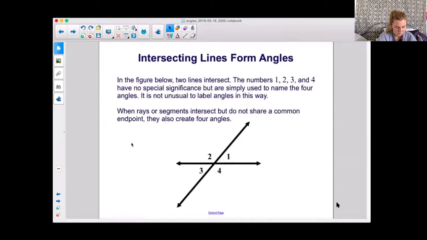In the figure below, two lines intersect. The numbers 1, 2, 3, and 4 have no special significance, but are simply used to name the four angles. It's not unusual to label angles in this way. When rays or segments intersect but do not share a common endpoint, they also create four angles.